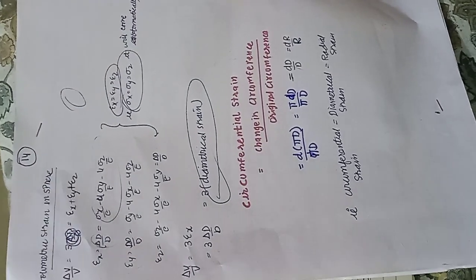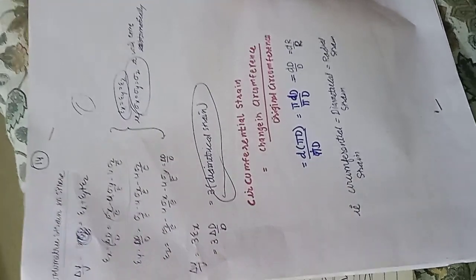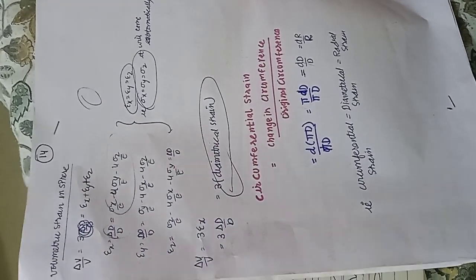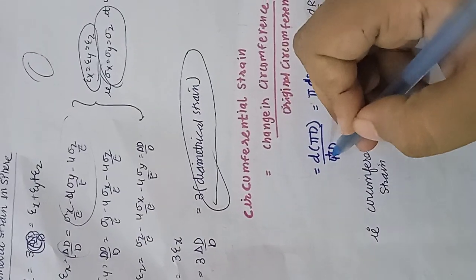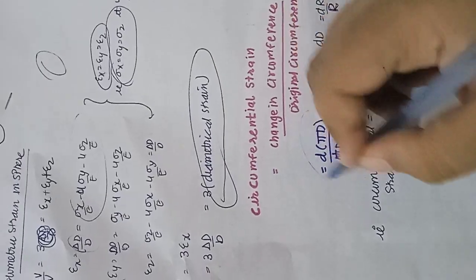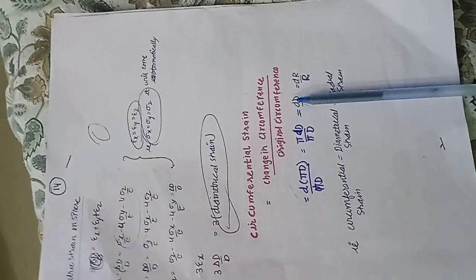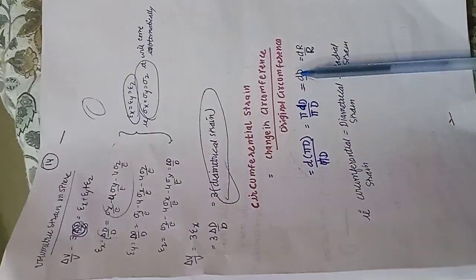Now there is one more thing, that is circumferential strain. What is circumferential strain? Circumferential strain is equal to change in circumference divided by original circumference. So what is the change in circumference? It is pi delta d divided by pi d, the original circumference. The pi cancels, giving delta d by d. So if the question asks to find the circumferential strain, the circumferential strain is equal to the diametrical strain, which is equal to the radial strain. So I don't need to derive this again.